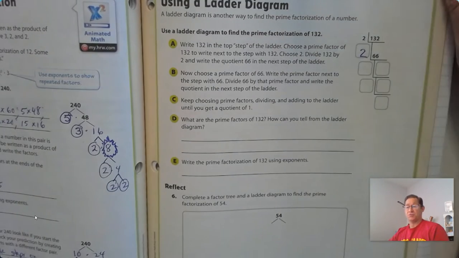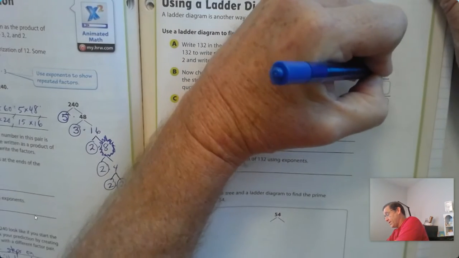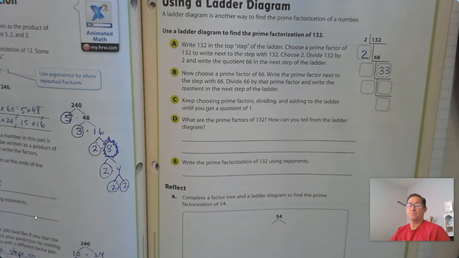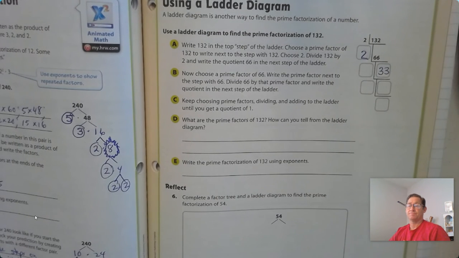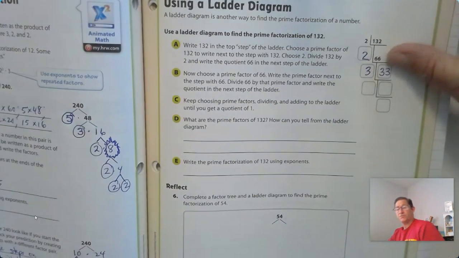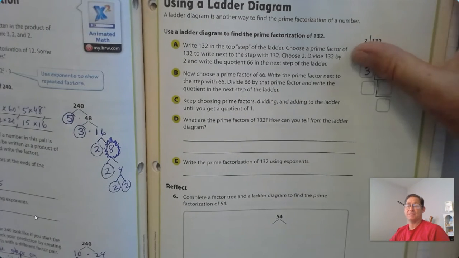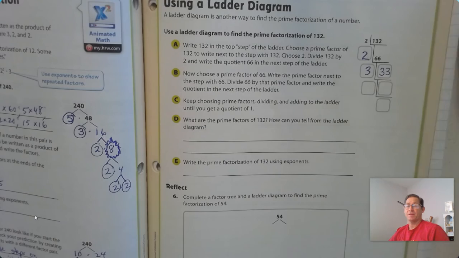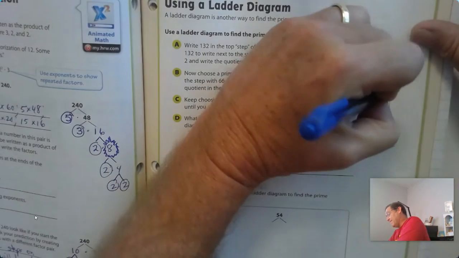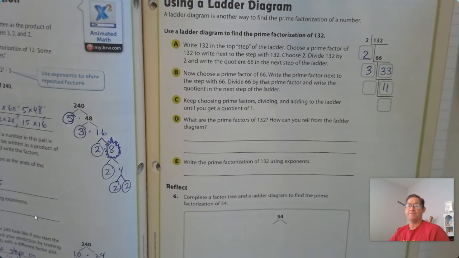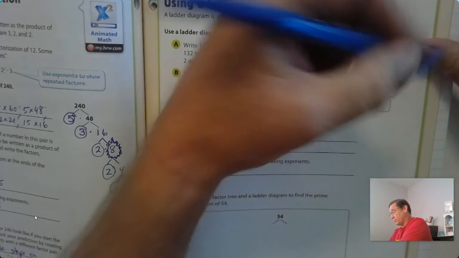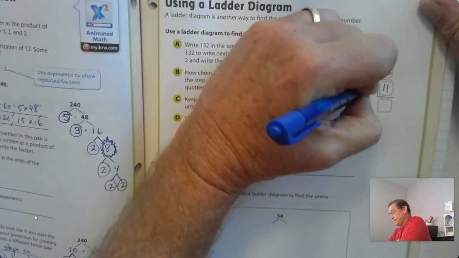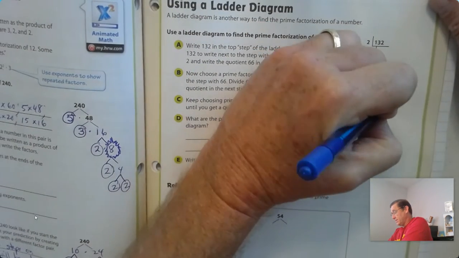66 divided by 2. Well, that's going to be 33, right? All right, well, what's a prime factor of 33? Well, I know 3 will work because 3 plus 3 is 6, and 6 can be divided by 3. 33 divided by 3, that's 11. All right. And what is the prime factorization of 11? Or what is the prime factor of 11? 11. So 11 divided by 11 is 1.